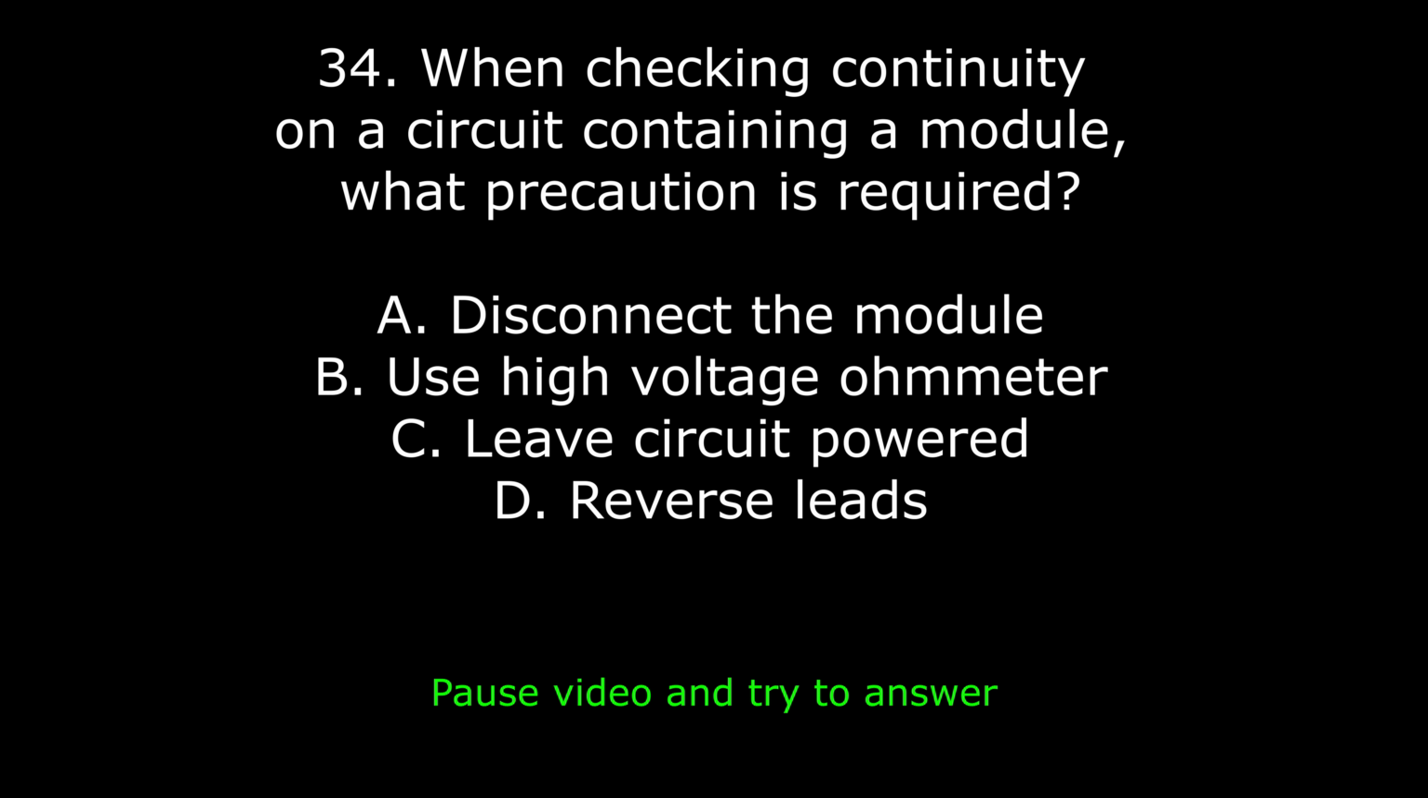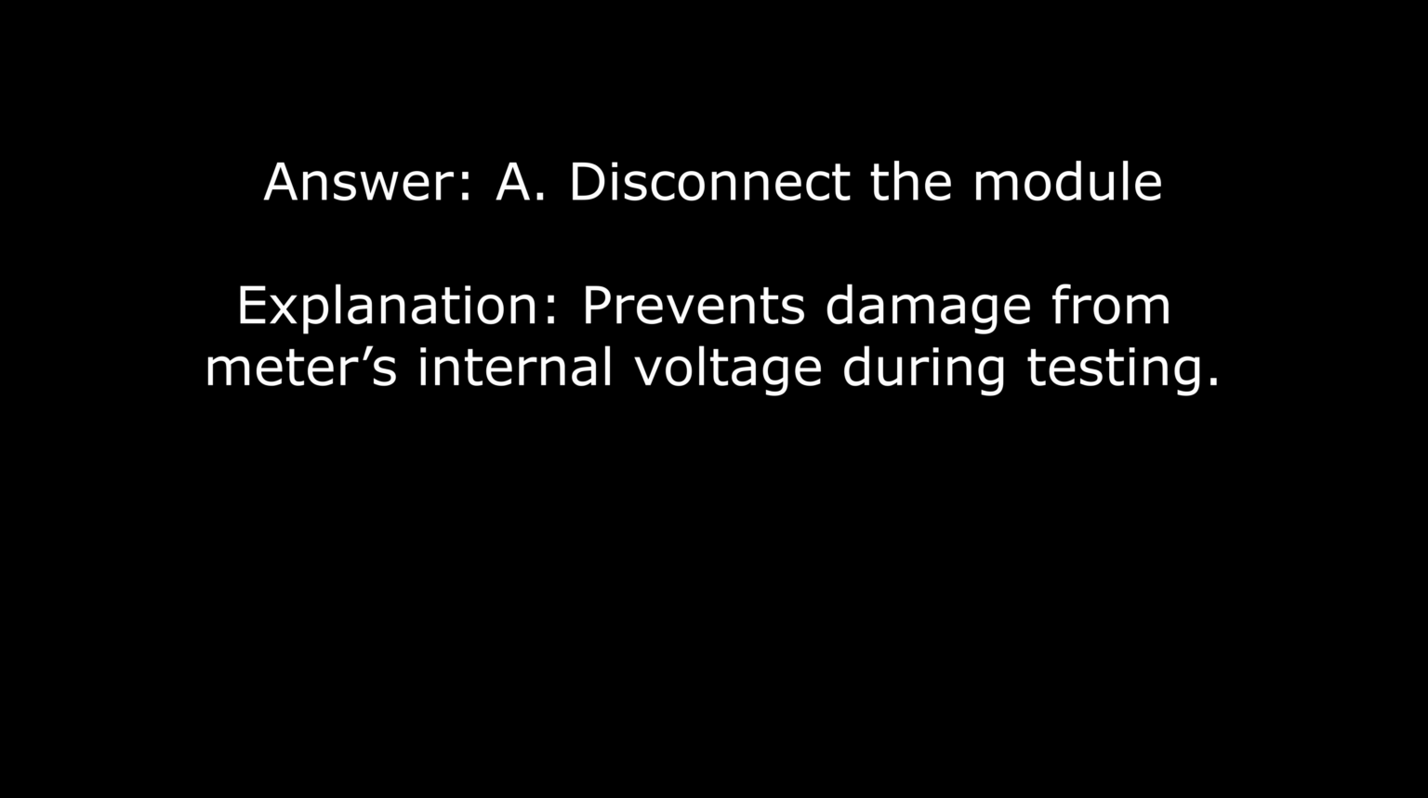34. When checking continuity on a circuit containing a module, what precaution is required? A. Disconnect the module. B. Use high-voltage ohm meter. C. Leave circuit powered. D. Reverse leads. Answer is A. Disconnect the module. Explanation: prevents damage from meter's internal voltage during testing.